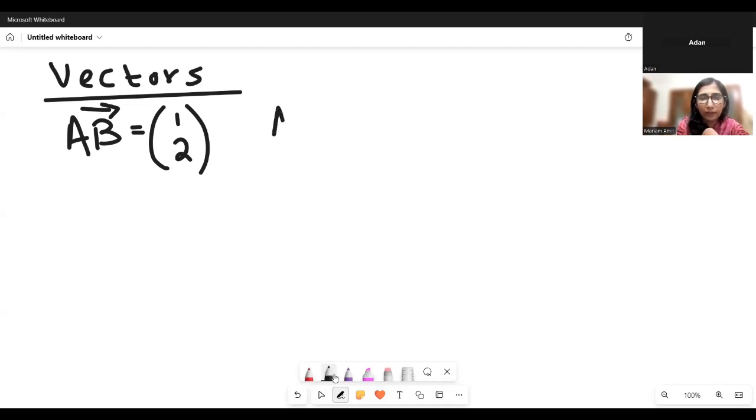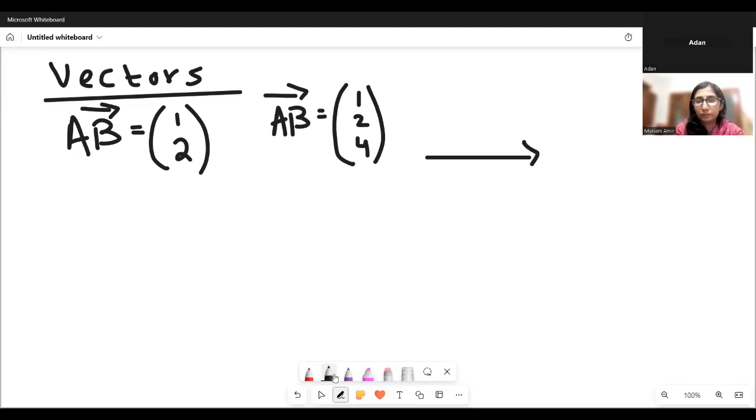Now, to go from A to B, you will have 3 dimensions given to you. So one movement is in the X direction, the other movement is in the Y direction, and the third movement is in the Z direction. So now this is a 3-dimensional vector, vector AB.